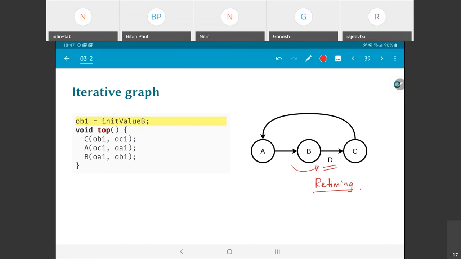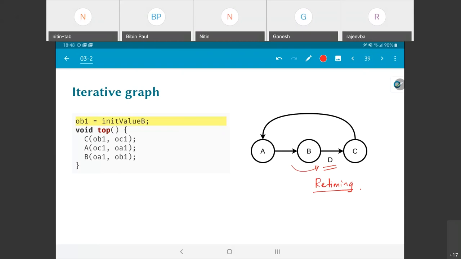In this particular version of the graph, C is the one that is the starting point. In the previous one, B was the starting point, and before that, A was the starting point. Each of them are basically retimed versions of the same data flow graph, the same functionality. But they each have slightly different interpretations, although the final outputs are essentially the same.